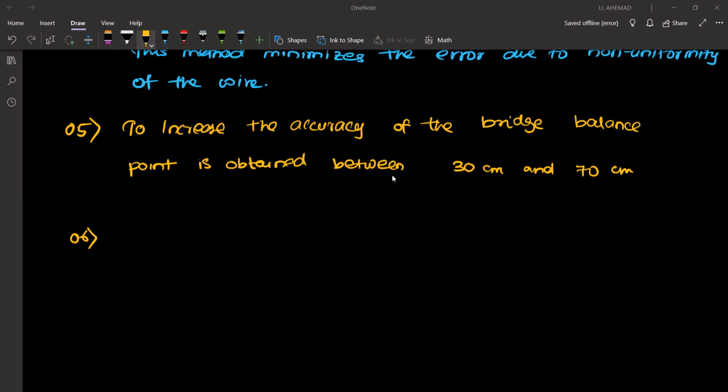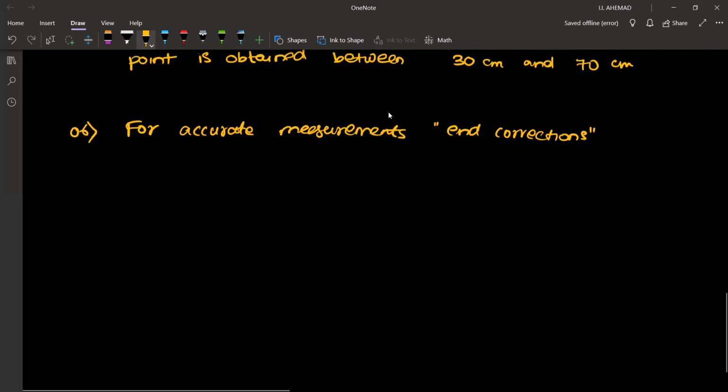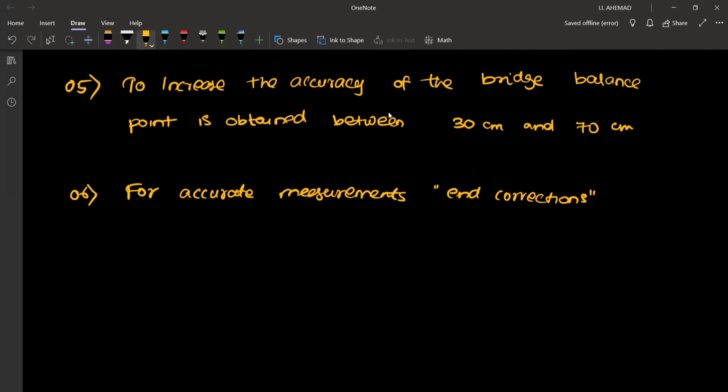Sixth one, for accurate measurements, any correction should be considered.